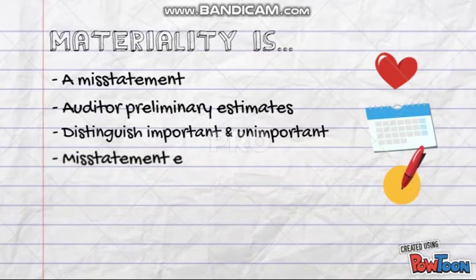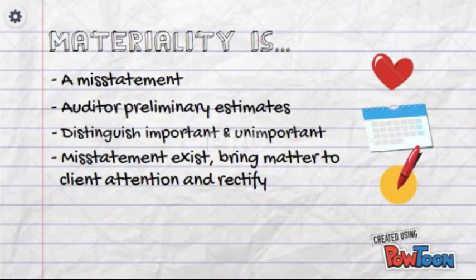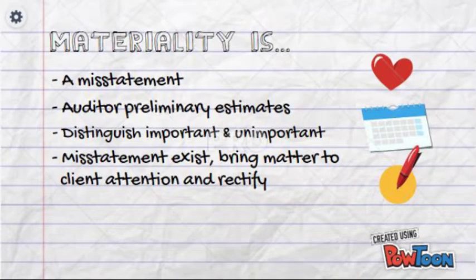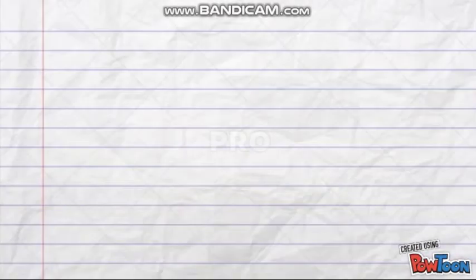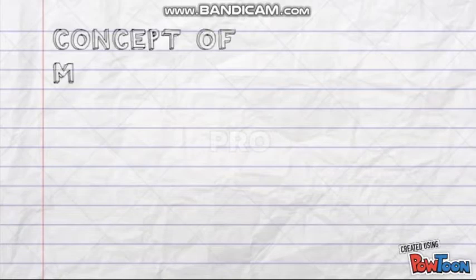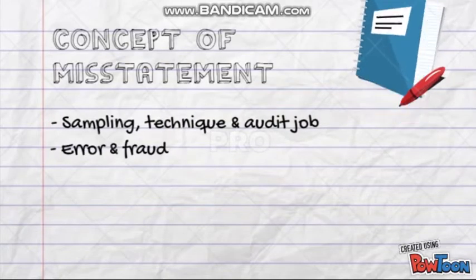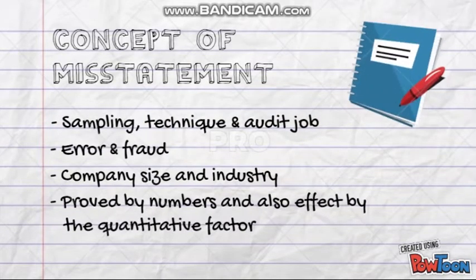The auditor is responsible to ensure the financial statement is free from misstatement. When a misstatement exists, the auditor should bring the matter to the client's attention to take action and rectify it to give a true and fair view. The financial statement may contain some misstatement, but not so large as to change the decision.